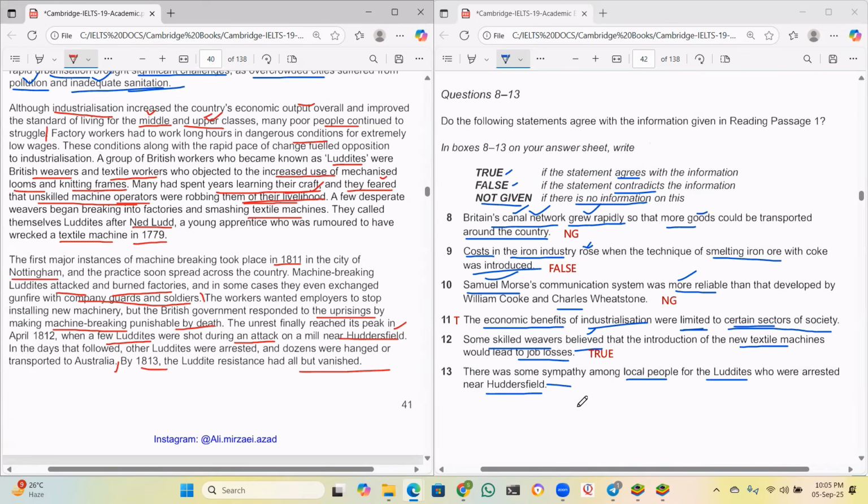Now, what is the question, guys? There was some sympathy among local people for Luddites who were arrested near Huddersfield. So, this is the Huddersfield sentence. The unrest finally reached its peak in 1812 when Luddites were shot during an attack near Huddersfield. But nowhere in the passage we read that there was some sympathy for these guys. Did we read anything like that? No, right? So what should be your answer, guys? There is no information about sympathy, right? We don't know they had sympathy or not.